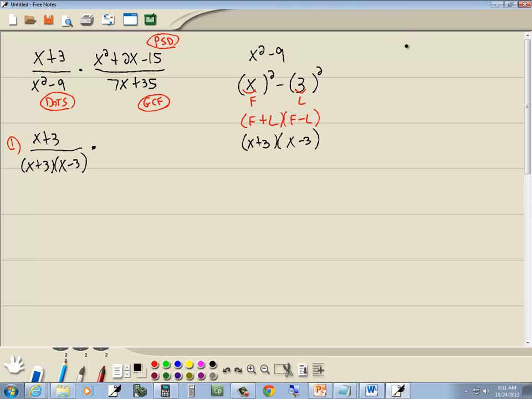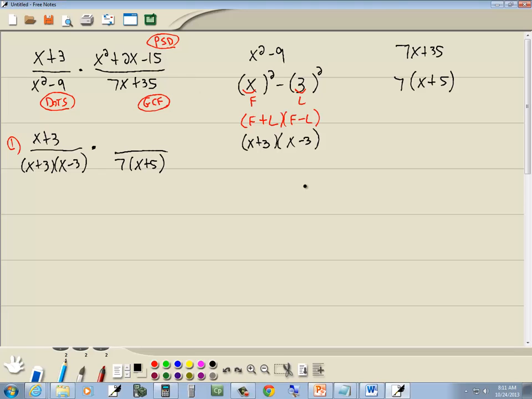Let me do the GCF, that's the next easiest one. 7x + 35. Since they're both divisible by 7, I'll factor a 7 out, and that leaves me x plus 35 divided by 7, which is 5. So that gives us 7 times (x + 5).